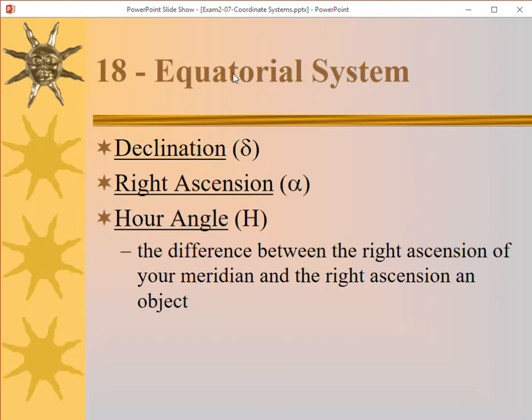In fact, we talked about a telescope mount, which was the equatorial system. That's in section 18 of Practical Astronomy with Your Calculator. We're already familiar with delta, the declination, and alpha, the right ascension, and now we have a new measurement called hour angle, measured in hours of right ascension. Basically, it's the difference between the right ascension of your meridian and the right ascension of the object.